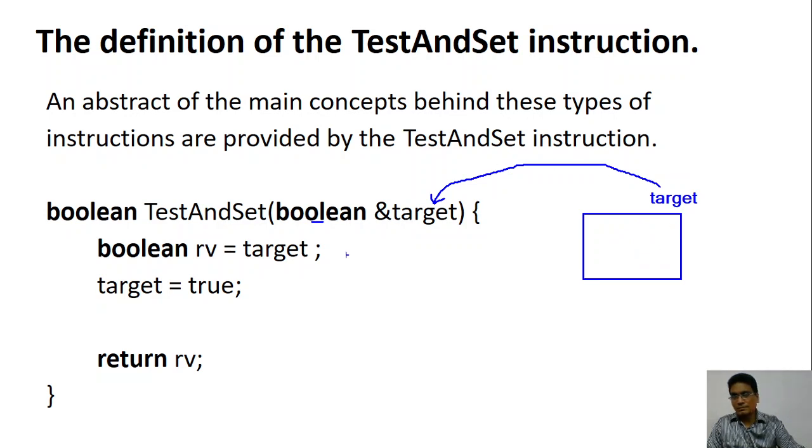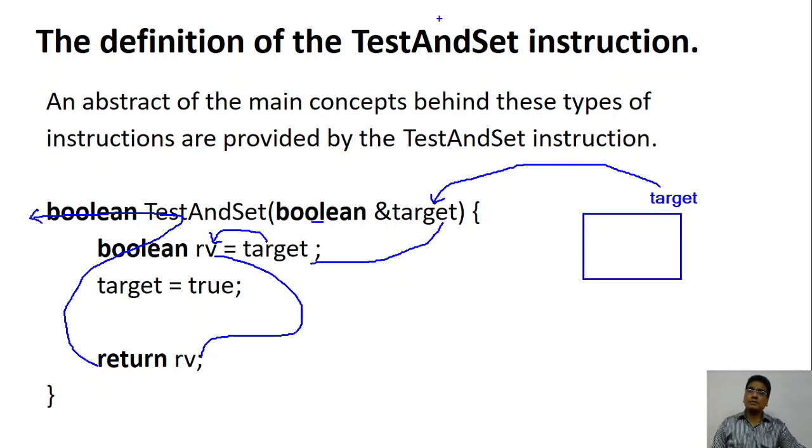So you read the value of the target and store it in the return value. Whatever value is there, I don't know whether it is true or false, you read it, store it in RV, and finally you return that RV to the calling function. So you return it back. This is what is called test. So you are testing whether it is true or false.